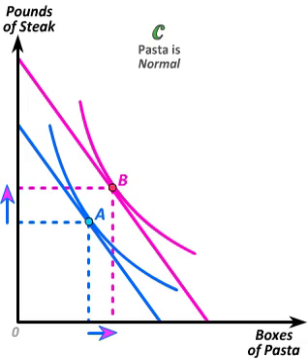If it doesn't change, you've got a quasi-linear good. If it moves in the same direction as income, you've got a normal good. And that's true for both the good on the vertical axis as well as the good on the horizontal axis.